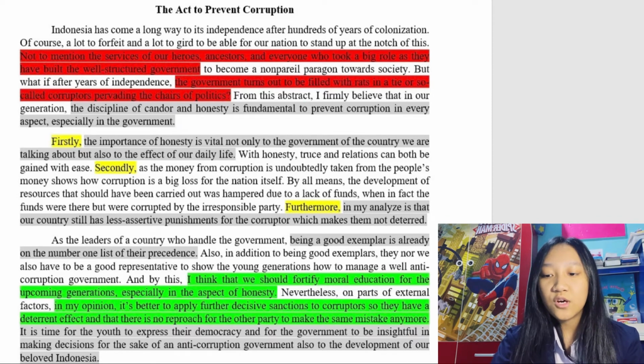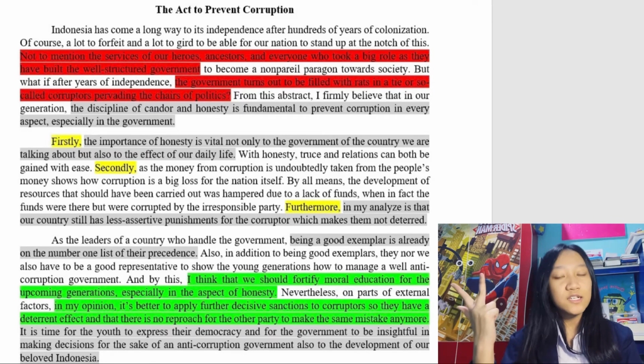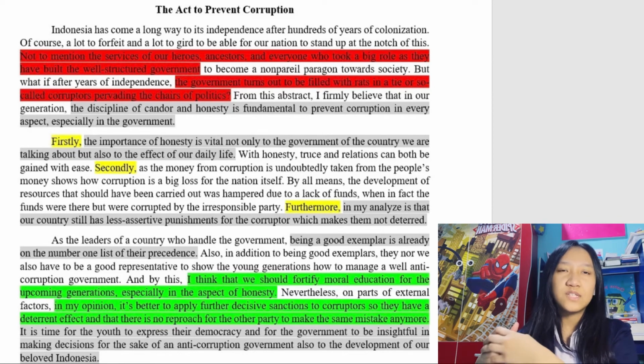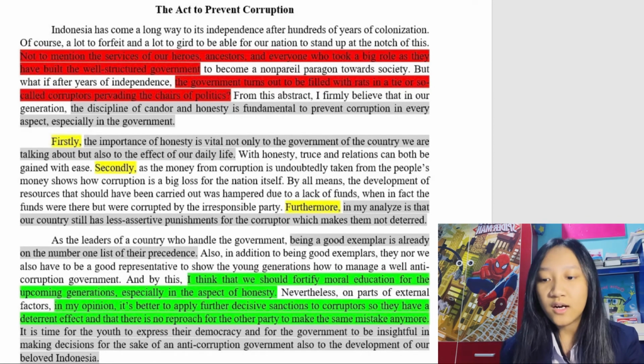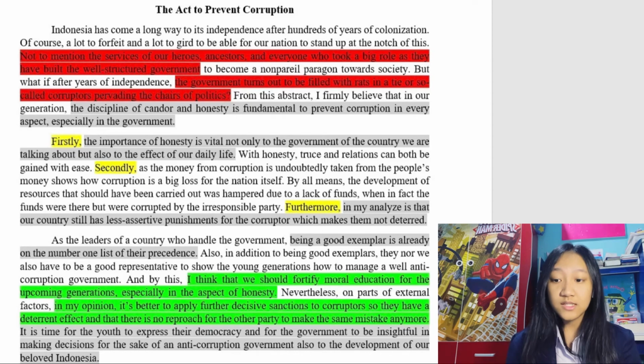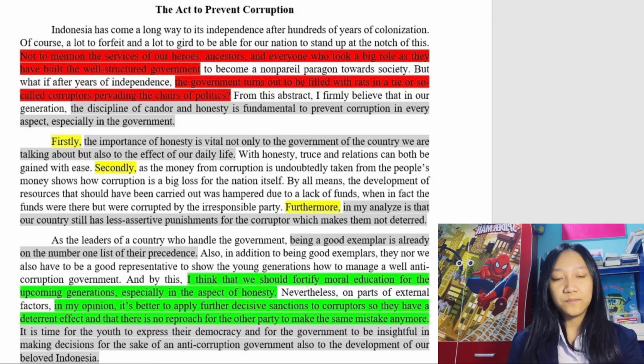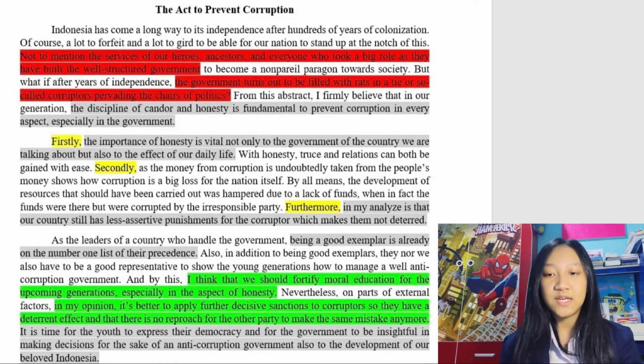And the yellow shows linking between arguments such as firstly, secondly, thirdly, fourthly, furthermore, nevertheless, and so on. Those are linking between arguments. And the green one, finally, is suggestions. Where can we know it is suggestions? Because it is using the term I think that, in my opinion, we should, and so on.